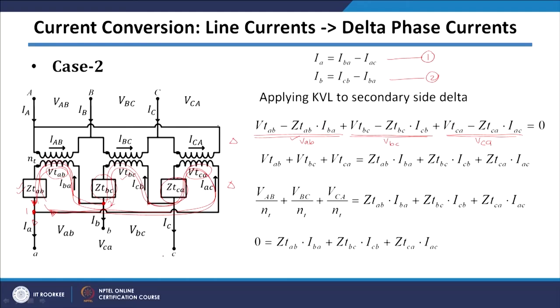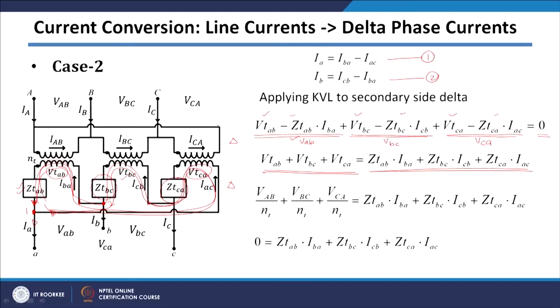Since the neutral is not present, the addition of all three voltages will be equal to 0. Now, the terminal voltages we can take together: these three terms I keep on the left hand side, and all these negative terms I take on the right hand side. So, we basically get this equation here.